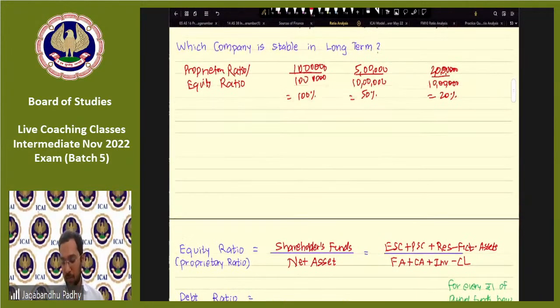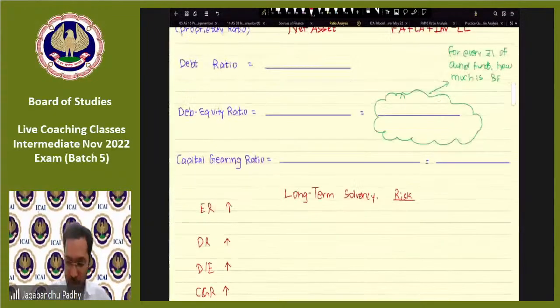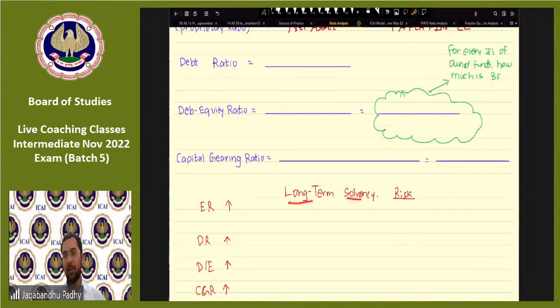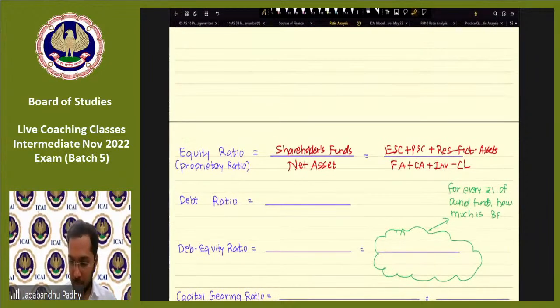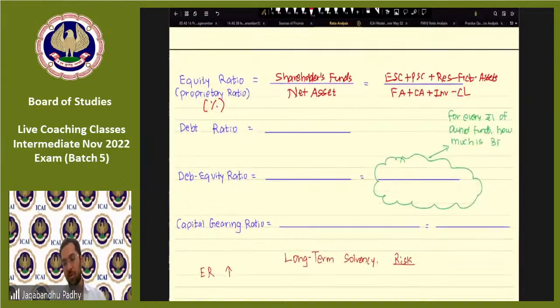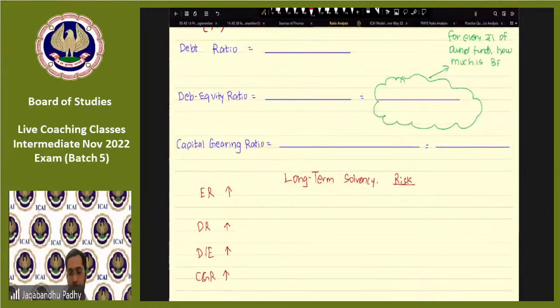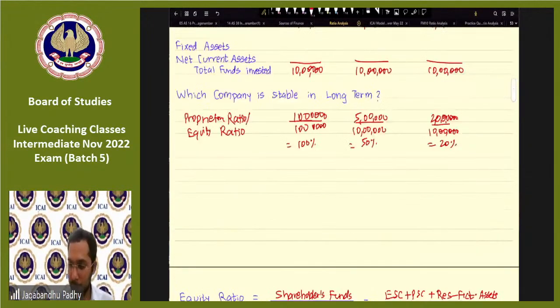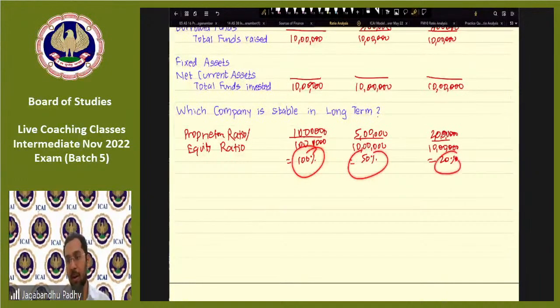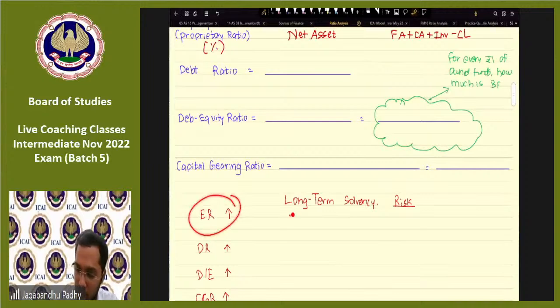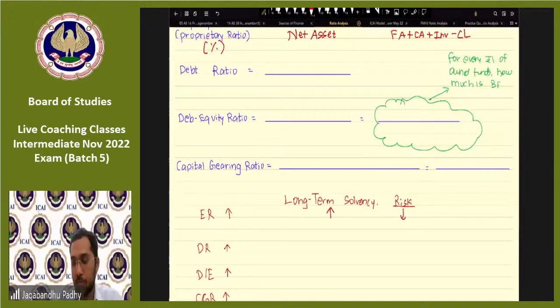And obviously, from this, what can you say? As the equity ratio is higher, what can you say about long-term solvency and about the risk? By the way, this equity ratio is generally shown as a percentage, which tells you what percentage of your assets are funded by shareholders. As we saw, this is 100, 50, and 20. As the equity ratio is high, the long-term solvency is also high, but the risk is low.